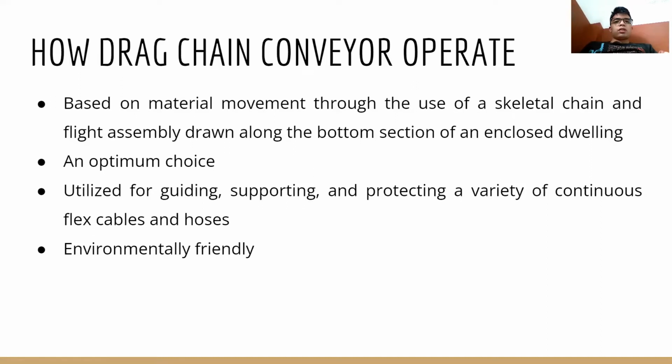Drag conveyors are an optimum choice for bulk processors, power producers, cement manufacturers, and minerals processors for conveying efficiency and enclosed housing. Drag chains are used to guide, support, and protect a variety of constant flex cables and hoses, such as bio-oil and microbial resistant cables, because it is resistant to abrasion and biofuels. They are environmentally friendly since they are made of recyclable materials.